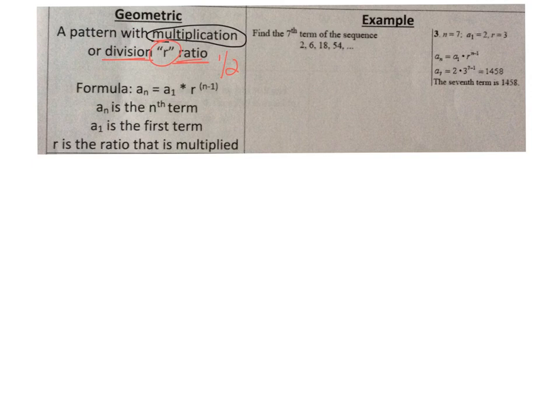Your a sub n is your nth term. Your a sub 1 is your first term. The only thing different is your r. Your r is the ratio that it's multiplied by.